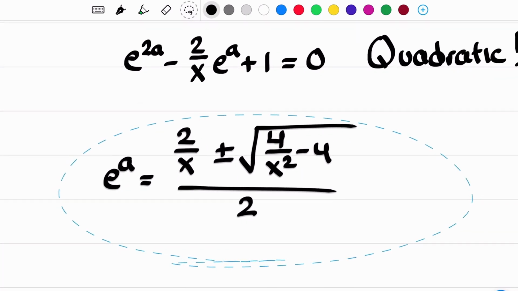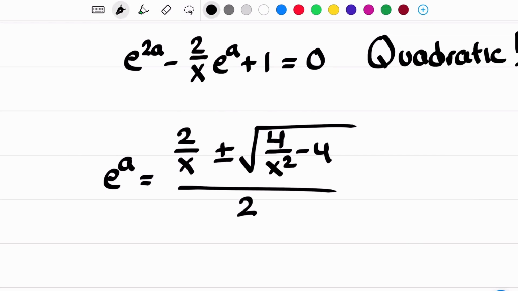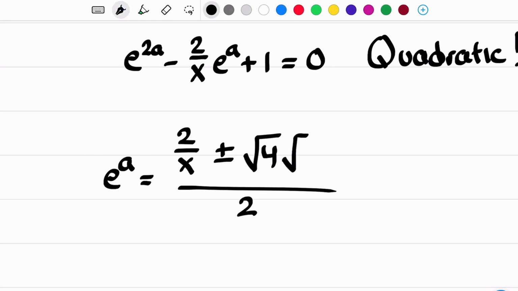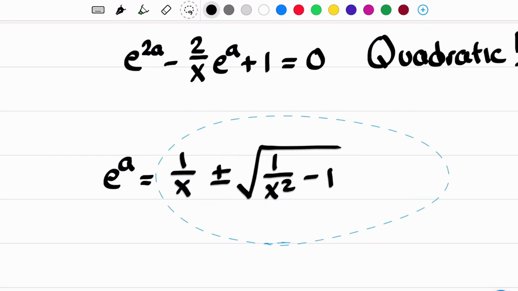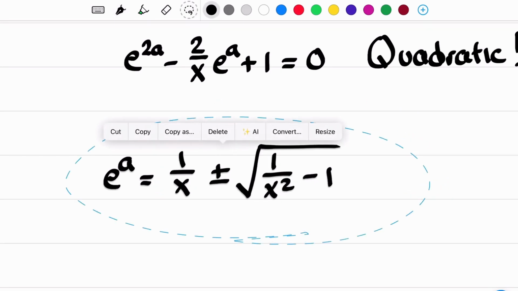But before we take the natural log of both sides to isolate A, I'm going to do some simplifying. Now, one thing I notice is that there is a common factor 4 underneath the square root. I'm going to pull that out first. So this becomes square root of 4 times square root of 1 over x squared minus 1. The square root of 4 is 2. And now the 2 cancels on the top and the bottom. So this 2 cancels, this 2 cancels, and this 2 cancels. And so that is the expression that we're left with.